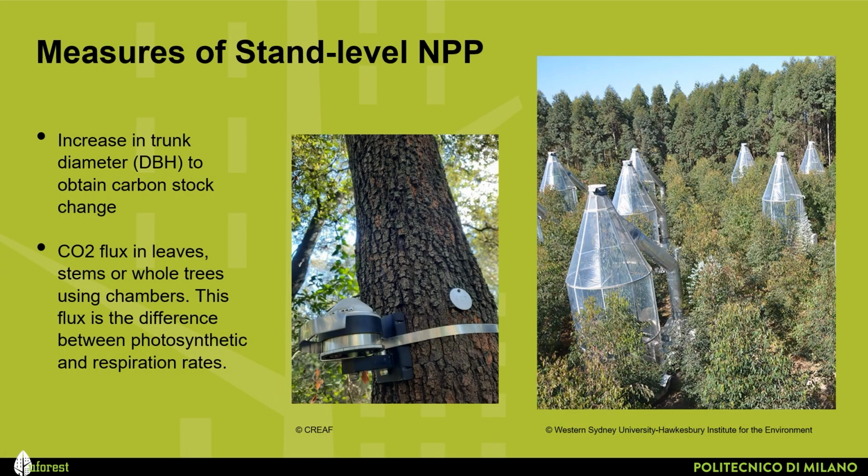But how to measure net primary production? At a stand level, it can be measured by different approaches. For example, by measuring increase in trunk diameter, DBH, to obtain carbon stock change. Also, by measuring CO2 flux in leaves, stems, or entire trees using chambers. This flux in chambers is the difference between photosynthetic and respiration rates and equals net primary production.